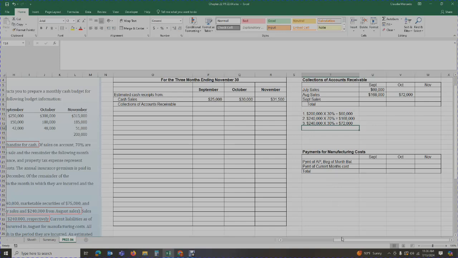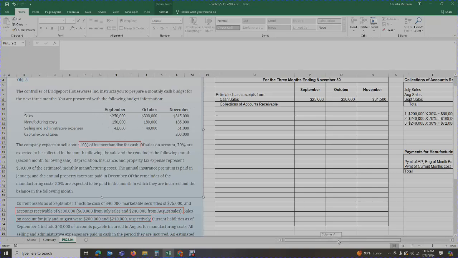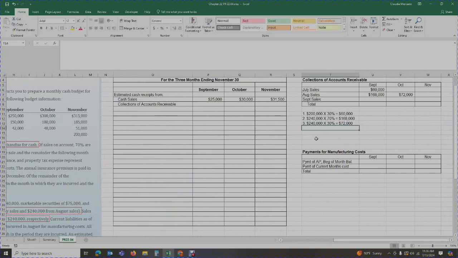So now let's figure out the data that we currently have. Let's look at September. In September, we've got sales of $250,000. Are we going to collect anything in September? No. The only thing we collect is that cash that we receive. But anything sold on account, we're not going to collect till October and November. So let's do the calculation for the 250.